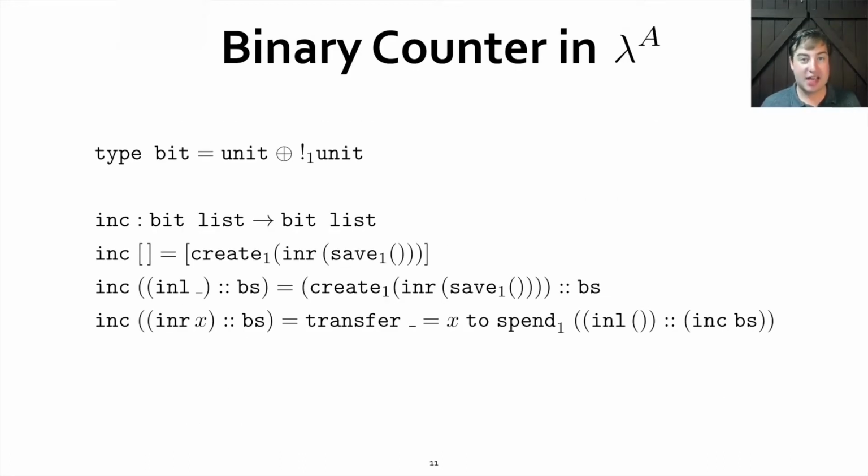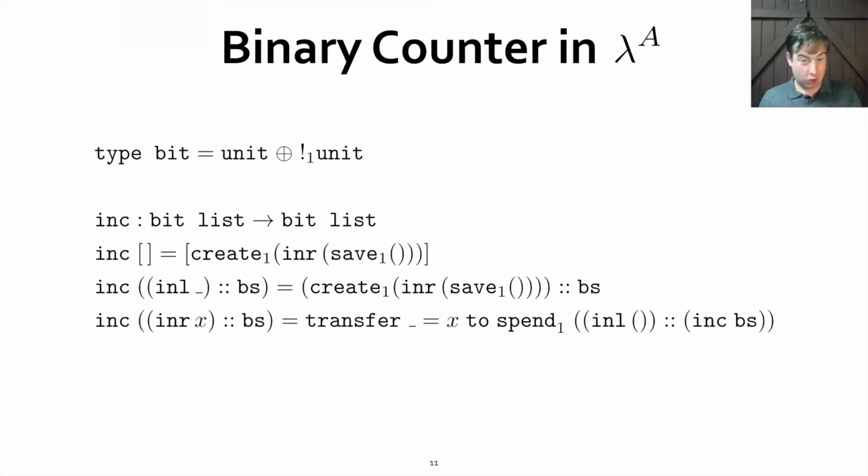So, in Lambda A, we redefine the bit type to be unit plus bang 1 unit. A bit is either inl of a unit, which represents 0, or inr of a unit with 1 credit attached, which represents 1. And then the code for increment has the exact same behavior as before, it just maintains the credit policy. If the list is empty or has 0 as the least significant bit, we create a credit and make a 1-bit value by attaching that credit to a unit value and then returning that as the least significant bit. And if the least significant bit is 1, we detach the credit using transfer, spend it, and then make a recursive call on the tail and cons a 0 onto the result.